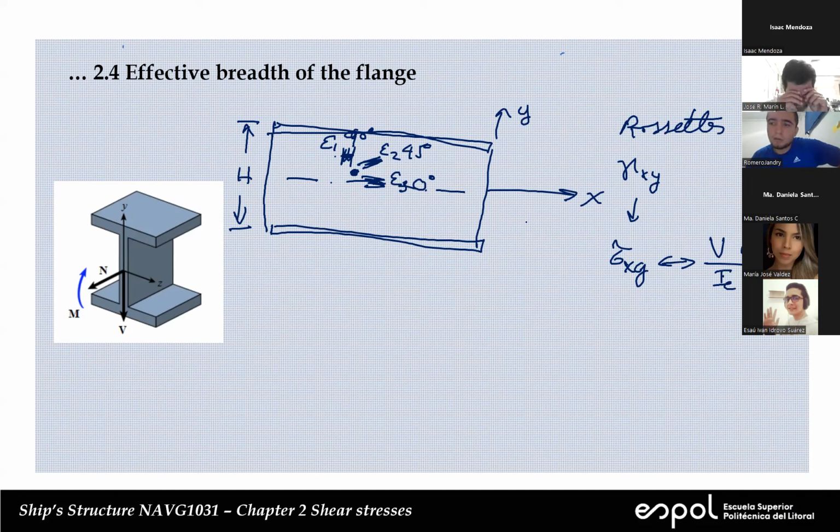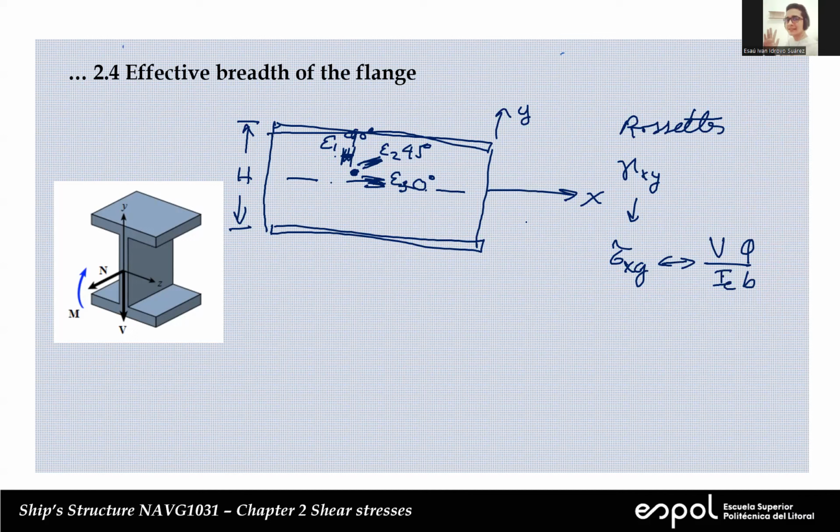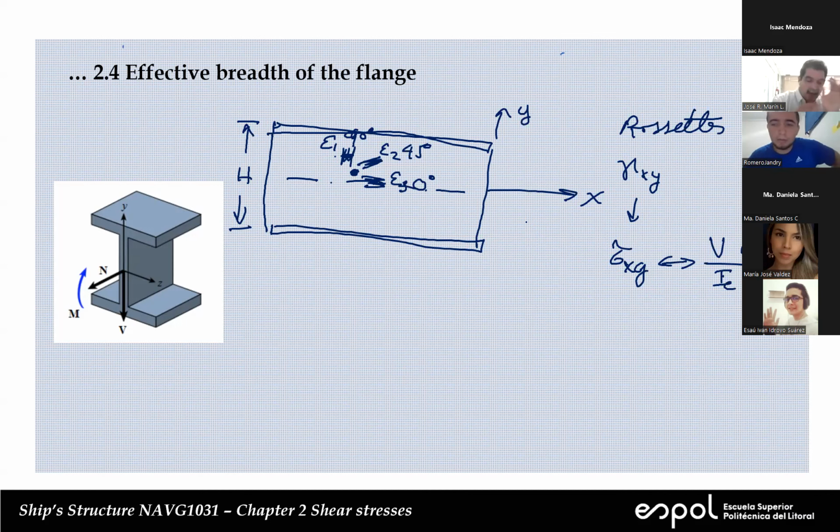Somebody was going to ask me something. Go on. It's about the Q value in the formula. From where to where do we have to take it? You tell me. Here I have the section, and we are considering this position. So this is the cut.